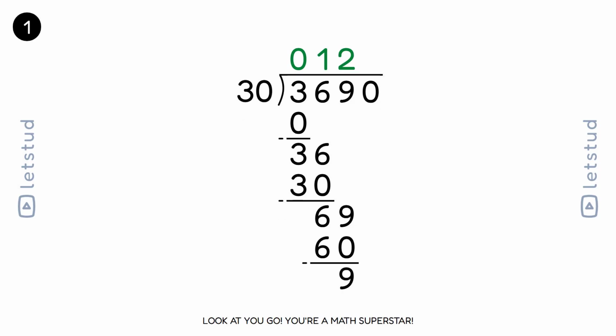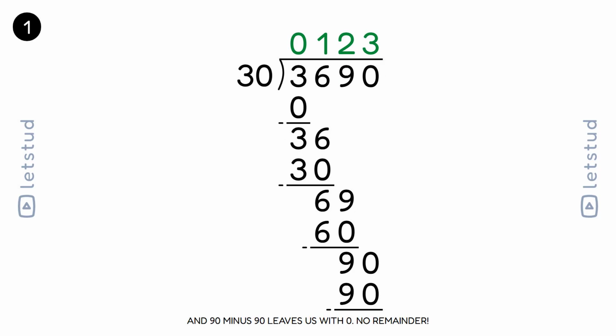Look at you go, you're a math superstar. We have one more digit to bring down. Let's grab that to make 90. Let's divide 90 by 30. 30 goes into 90 exactly 3 times. 3 times 30 is 90. And 90 minus 90 leaves us with 0, no remainder.